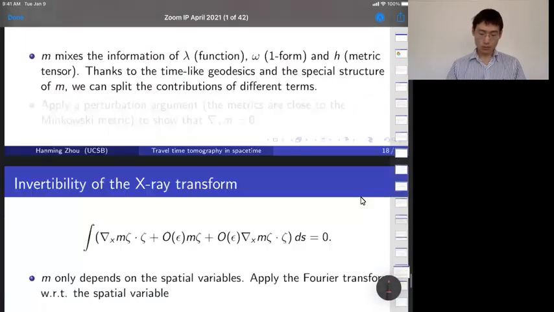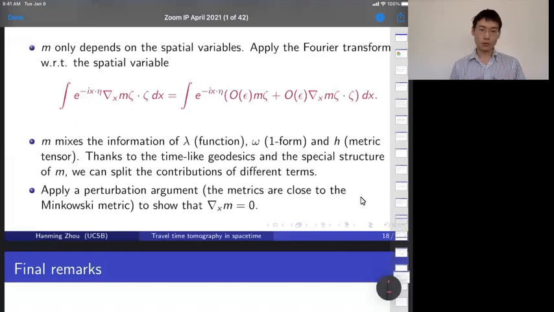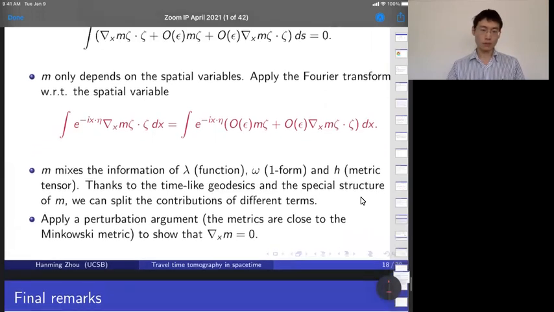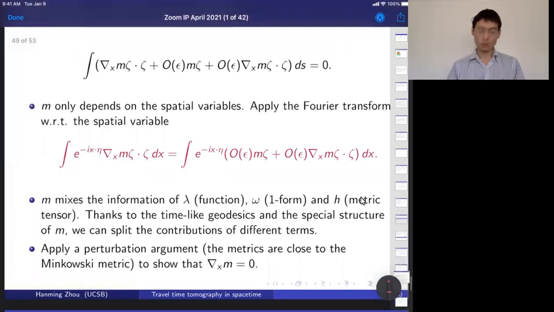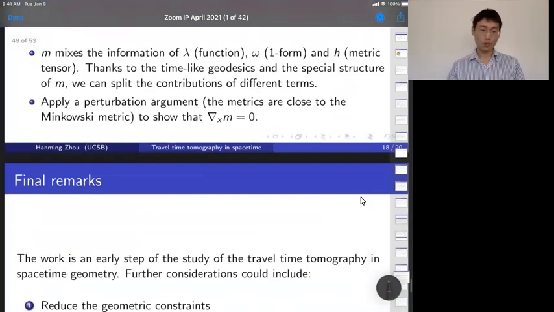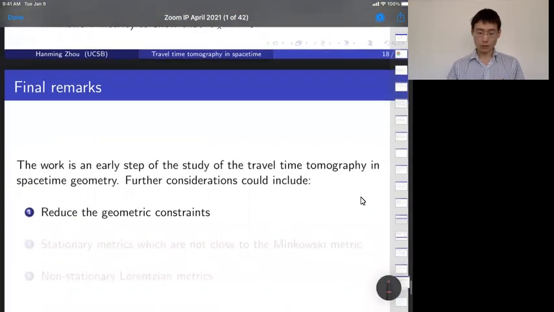And eventually, since we know that the metric is close to Minkowski, by a perturbation argument one can show that the gradient of this m actually is 0. Then since m is compactly supported inside this domain omega, this implies that m itself is 0. So that solves the invertibility of this X-ray transform question and also the original travel time tomography question.